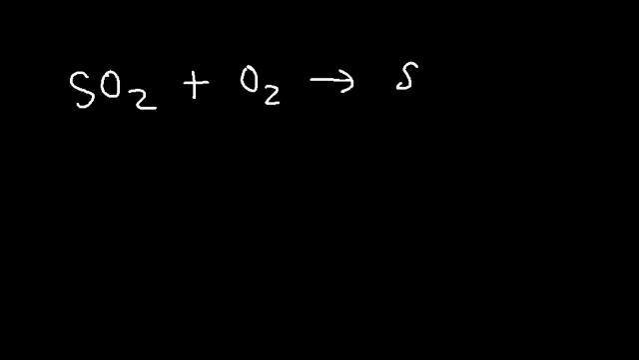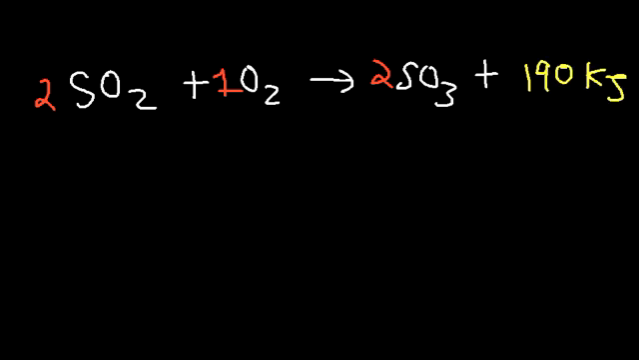Here's another problem. Let's say SO2 reacts with O2 to produce SO3. And let's put a 2 in front of those and a 1 in front of O2 to balance the reaction. And let's say that this reaction releases 190 kilojoules of energy. Now, because the kilojoules is on the right side and there's no delta H, this is an exothermic reaction.